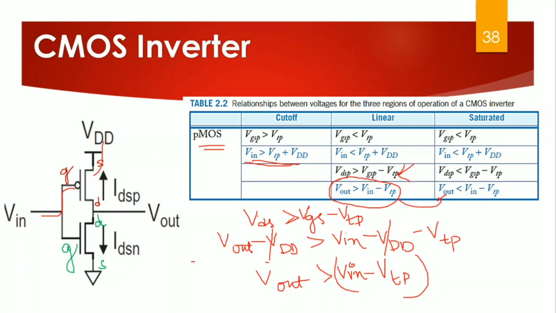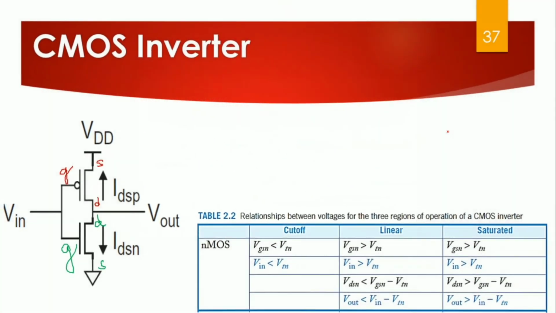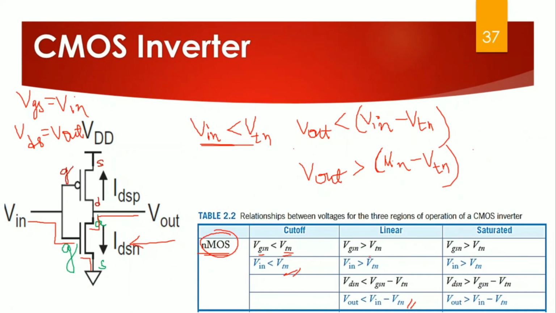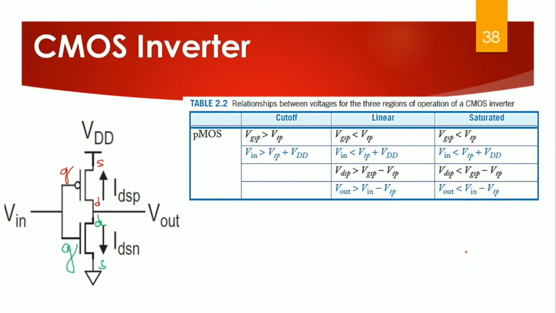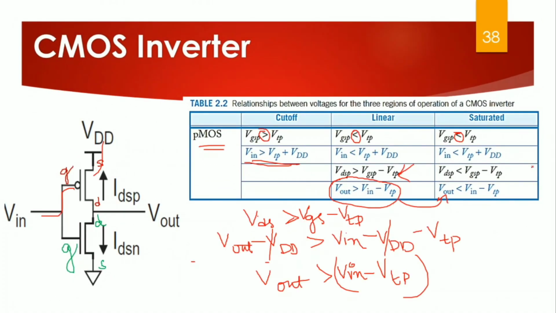For saturation region, you are going to interchange this less than to greater than and greater than to less than. So if you look at these tables carefully, look at the signs here. It is completely inverted with respect to the NMOS. So you have less than, greater than, here you have greater than, less than. Okay. So like this, you will be having the working of inverter.